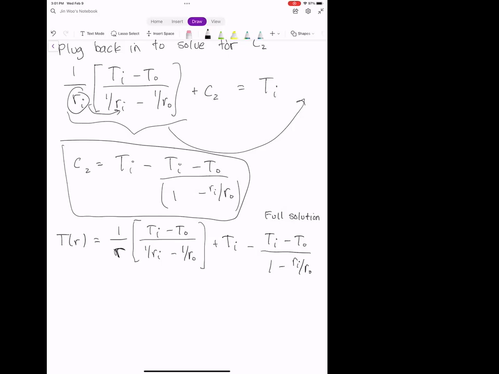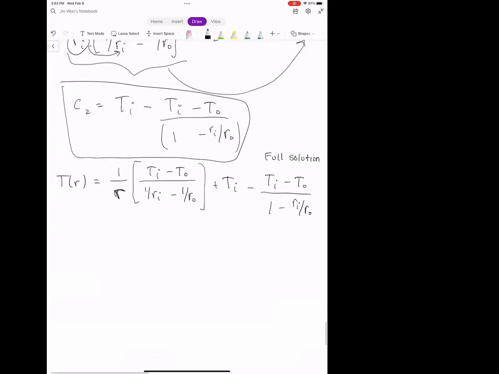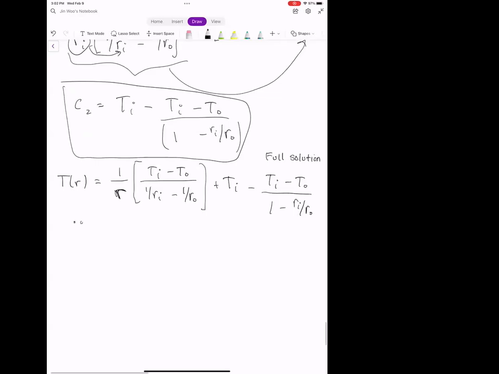But this solution here is a little bit of a mess. There are kind of too many R's and too many T's floating around. You can manipulate this equation using some algebra to get it in a cleaner form. I have the details of that in the notes, but in the interest of time, I'll let you look over that and I'll give you the final solution. Through the magic of algebra, what we get is the cleaner version of this temperature distribution.